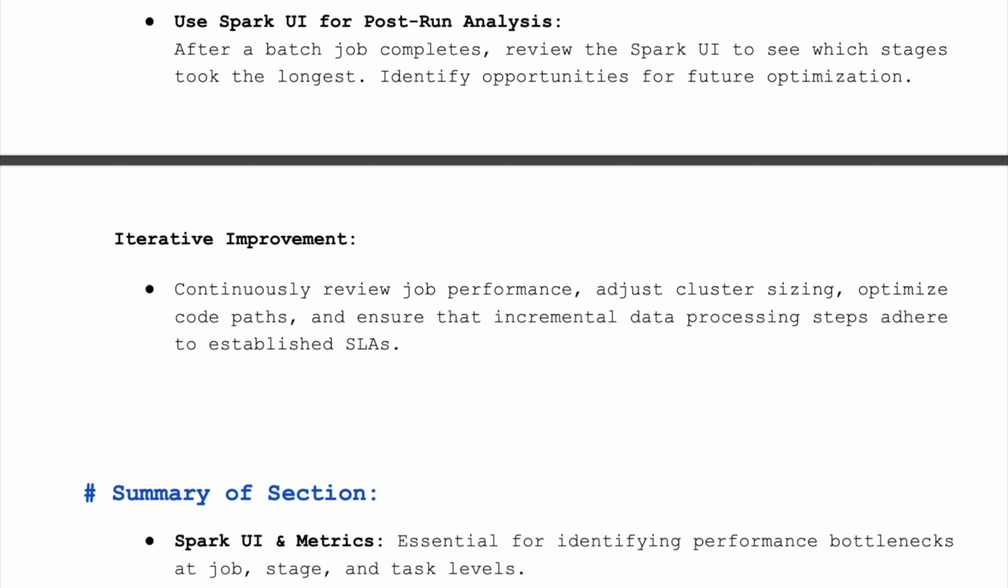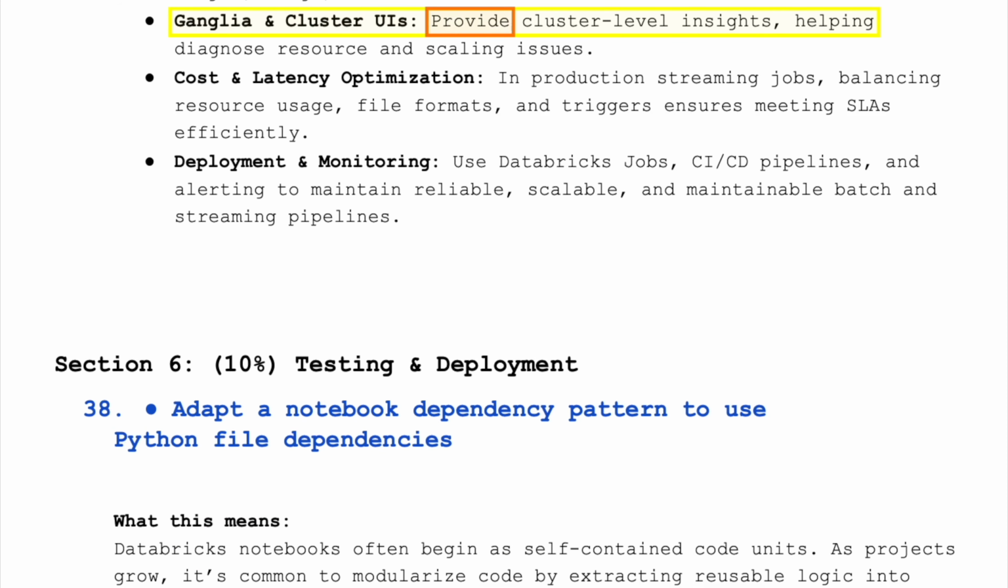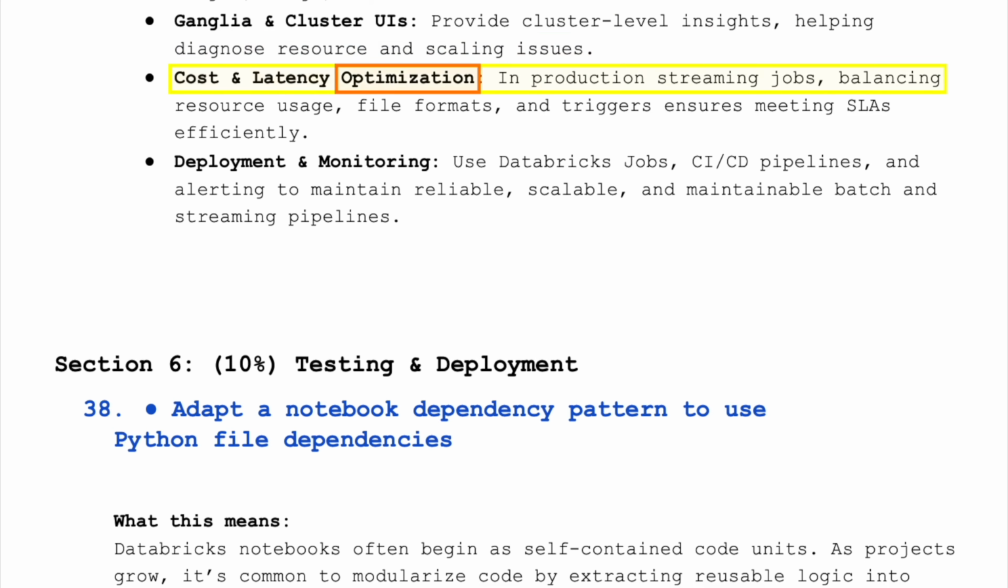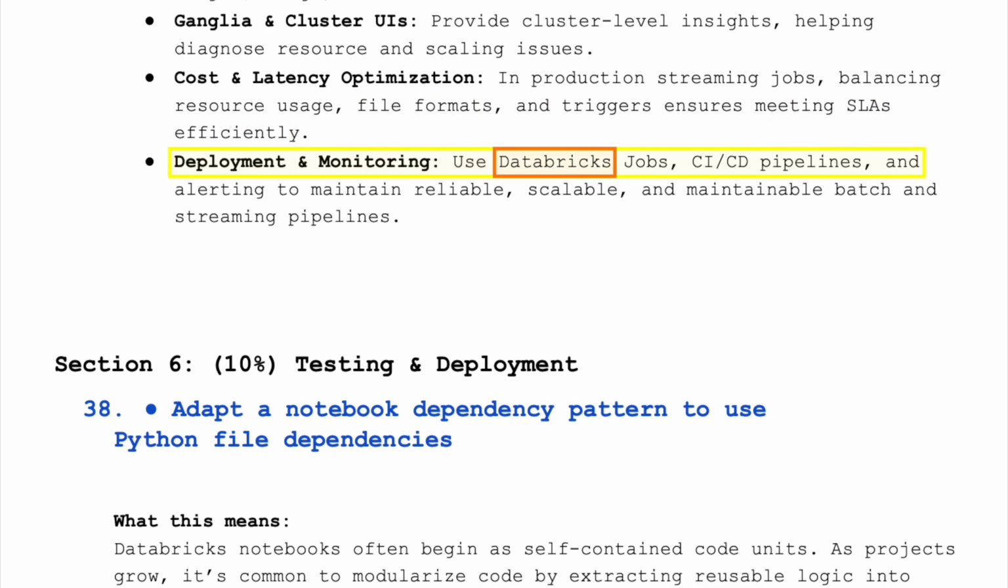task levels. Ganglia and cluster UIs provide cluster-level insights, helping diagnose resource and scaling issues. Cost and latency optimization in production streaming jobs: balancing resource usage, file formats, and triggers ensures meeting SLAs efficiently. Deployment and monitoring: use Databricks Jobs, CI/CD pipelines, and alerting to maintain reliable, scalable, and maintainable batch and streaming pipelines.